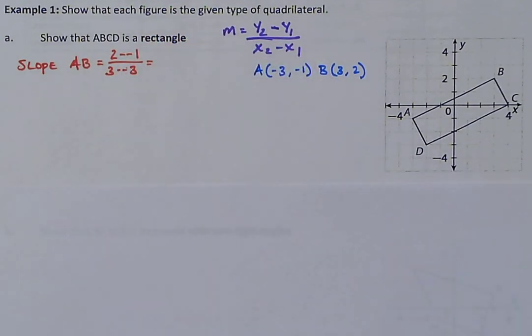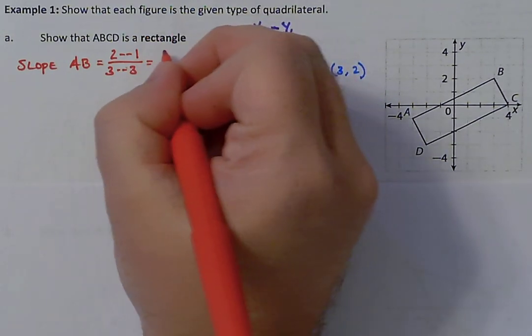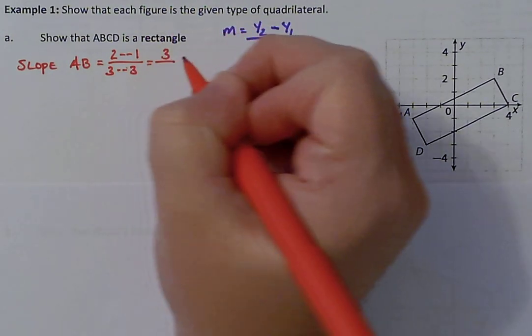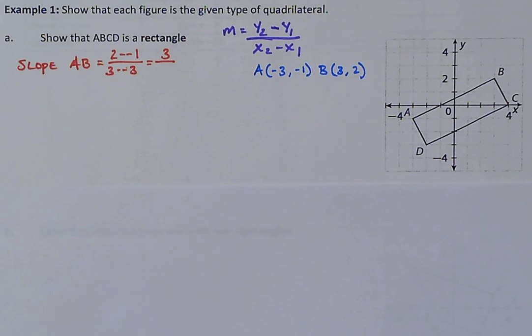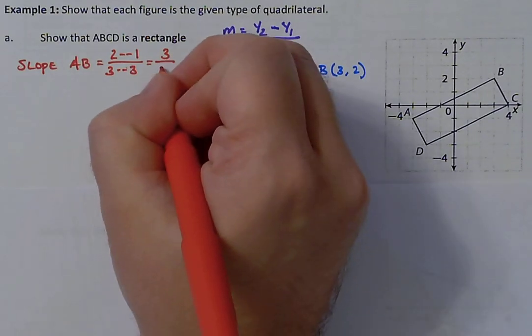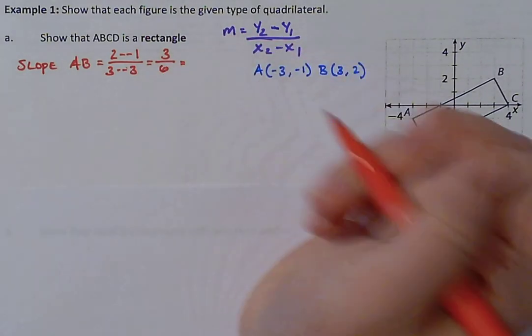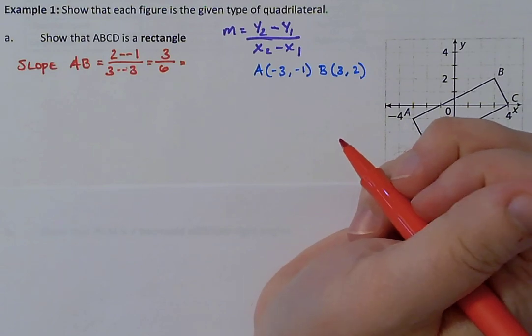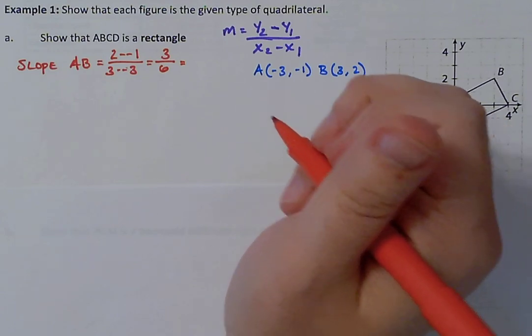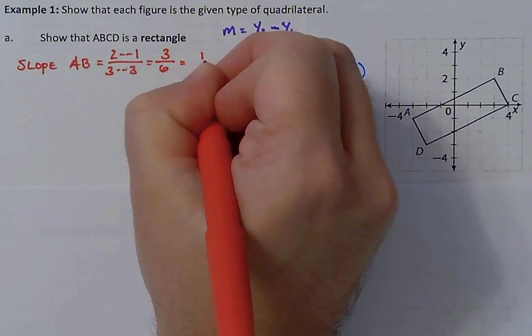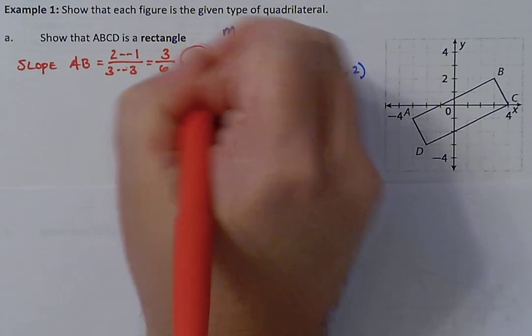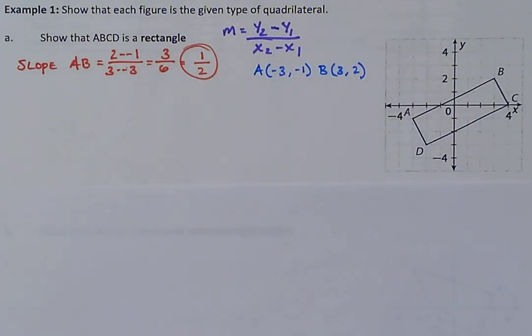So I now have 2 minus a -1. Minus a negative becomes positive, so 2 plus 1 is 3. And then on the bottom we have 3 minus a -3. Again, minus a negative becomes positive, so this is 3 plus 3, which is 6. So if I have 3 over 6, that would simplify down to 1/2. So the slope of AB is 1/2.